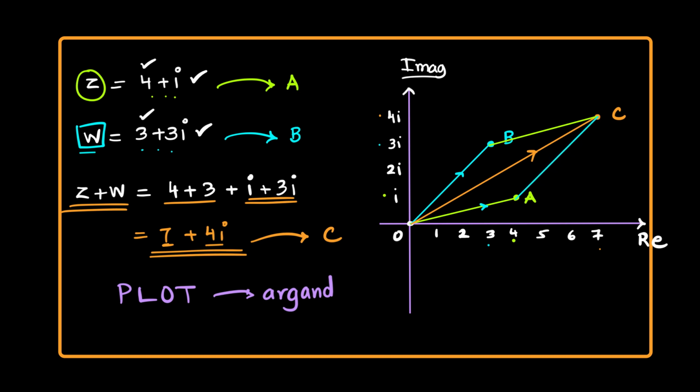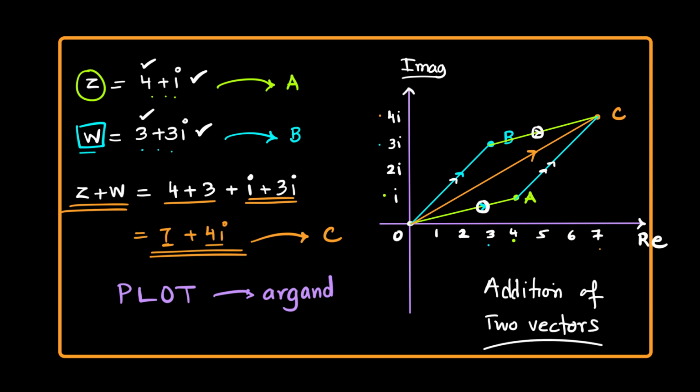So therefore, if I label it properly, this vector is like this vector. So these two are parallel vectors. Similarly, this vector is like this vector, and this is like addition of two vectors on an Argand diagram. So the Argand diagram helps us to visualize complex numbers as vectors. Let's move to another example.